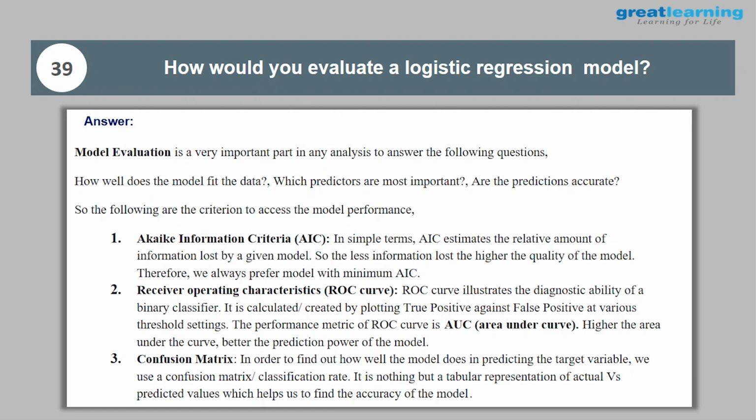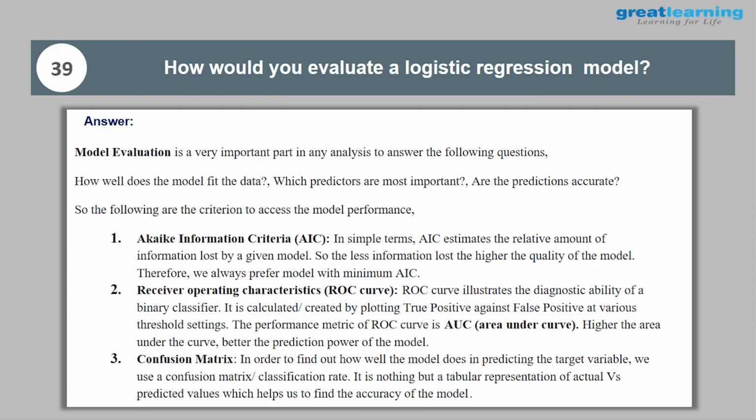Now comes the ROC curve, receiver operating characteristics. The ROC curve illustrates the diagnostic ability of a binary classifier. It is created by plotting the true positive rate against the false positive rate at various threshold settings. The performance metric of the ROC curve is AUC, area under the curve. The higher the area under the curve, the better the prediction power of the model.